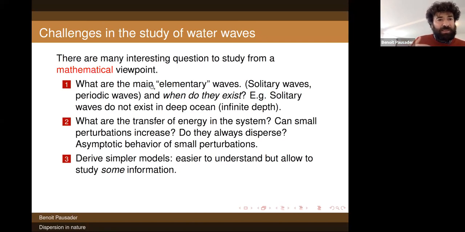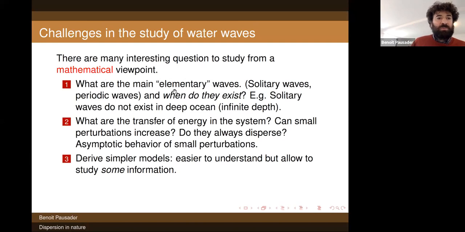But mathematics can still come in and look at a few interesting questions that are relevant no matter how powerful your computer is. One of them is this kind of thread that I tried to start at the beginning and that we're going to follow. And it is, what are the elementary waves?